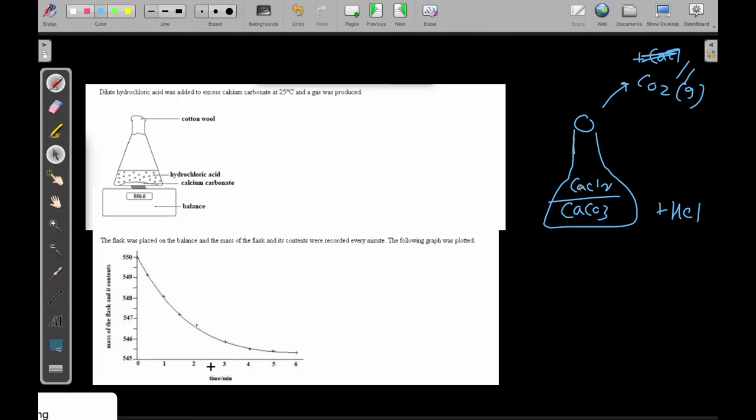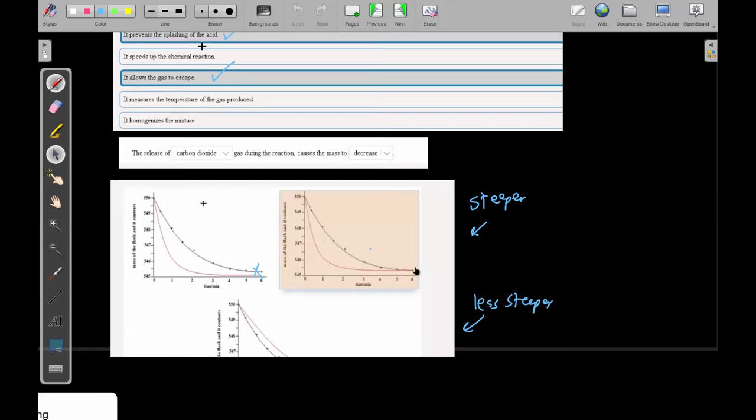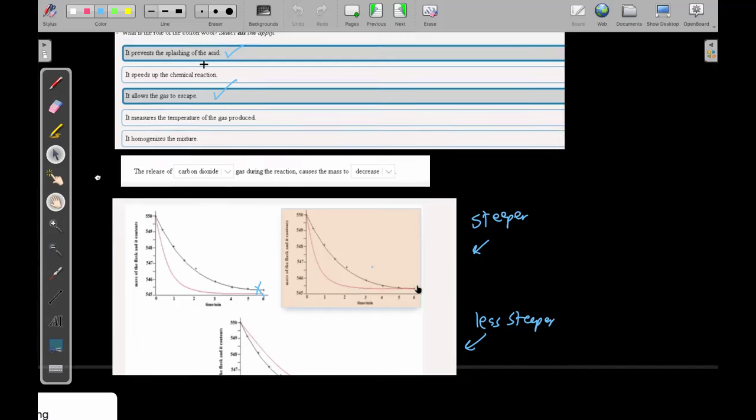When it goes out, the total mass on the balance will start to decrease. So by the time it starts to go down, you need the carbon dioxide to go outside. That's why you need this to be open. But if you keep it open, the addition of the HCl will cause a gas splash, which is dangerous. It might hurt somebody. So it's better to put cotton wool, because this allows the carbon dioxide to go out, but at the same time does not cause the gas splash. So it allows the gas to escape, but it does not allow the gas to splash and hurt any person.